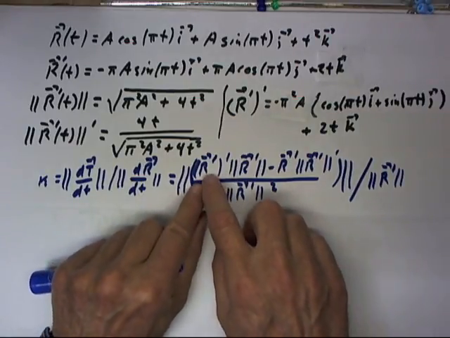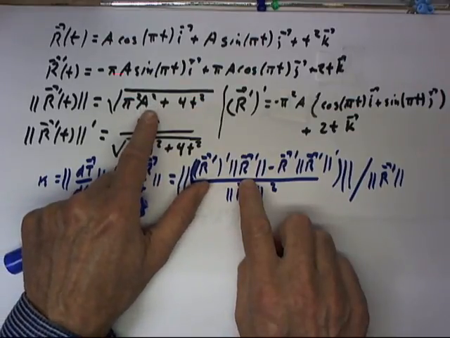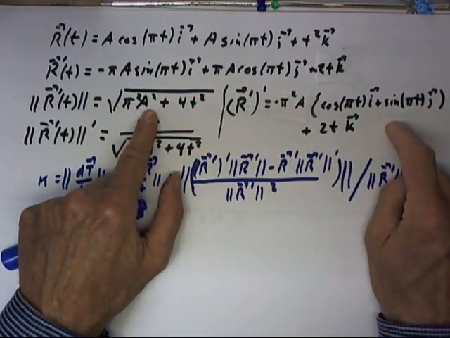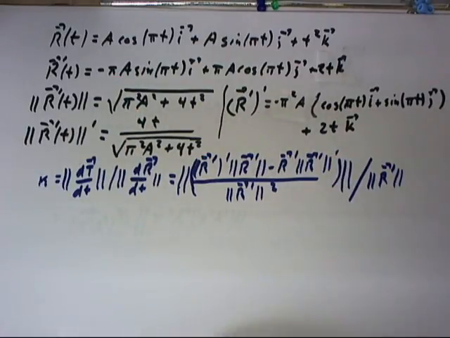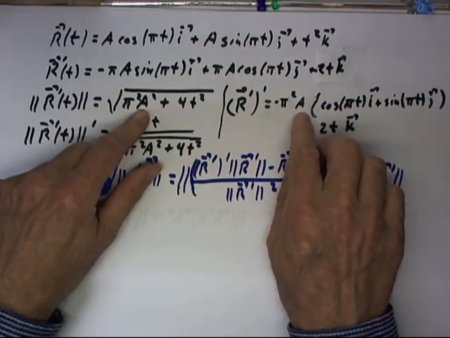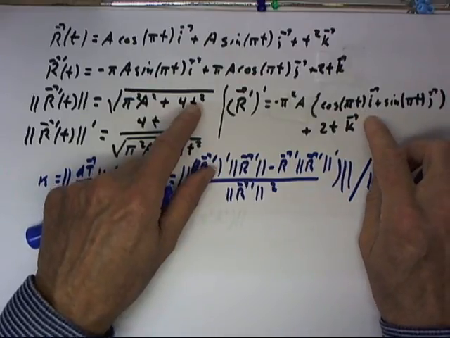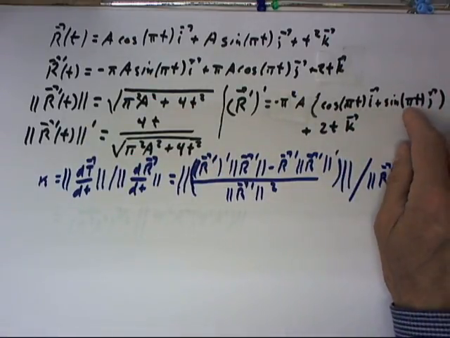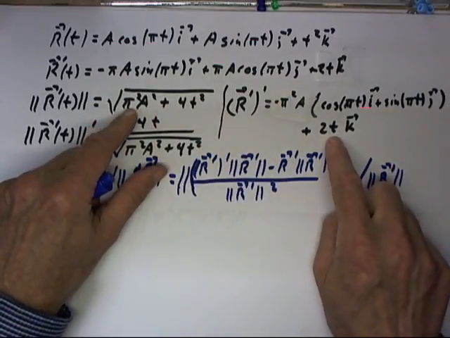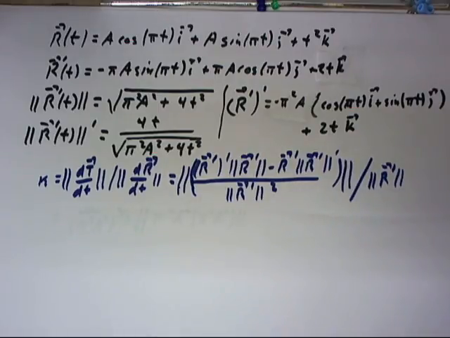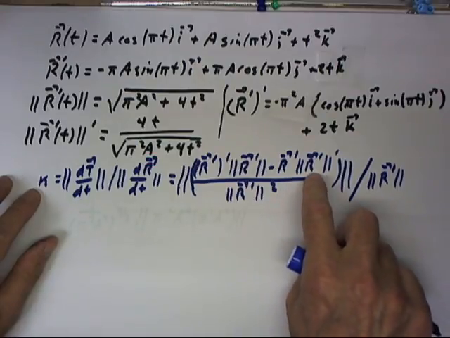First of all, we need to do r double prime times the magnitude of r prime. Magnitude of r prime is this expression, our r double prime is this expression. When we multiply this expression by this expression, we're going to contribute negative pi squared a times this square root times the cosine of pi t to the i component, and a similar contribution to the j component, except we're going to have a sine here, and then just this times this as our k component. Now we're also going to have i, j, and k components from this part of the expression.